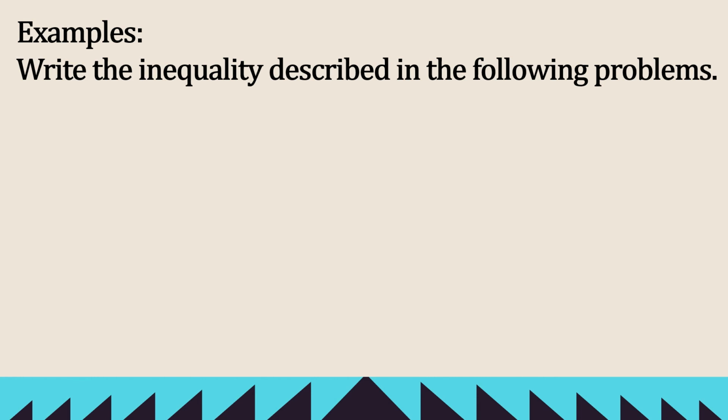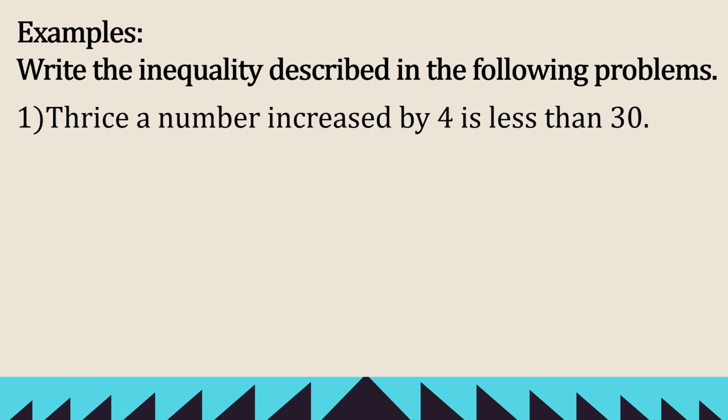Examples. Write the inequality described in the following problems. Number 1: thrice a number increased by 4 is less than 30. The correct answer is 3x plus 4 less than 30.